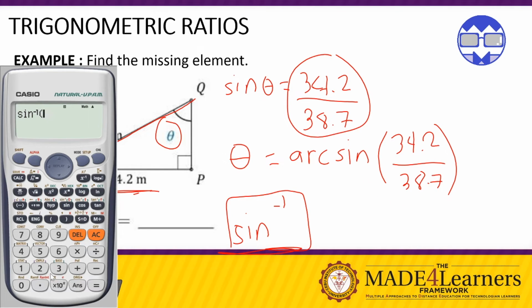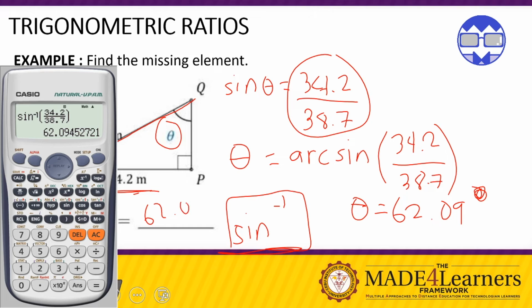Then input your ratio. We have 34.2 over 38.7. Then close parentheses, then press equals. So we have 62.09. So this 62.09 is actually our angle. So we will have theta being 62.09, and don't forget the unit, which is degrees. So the answer here is 62.09 degrees.